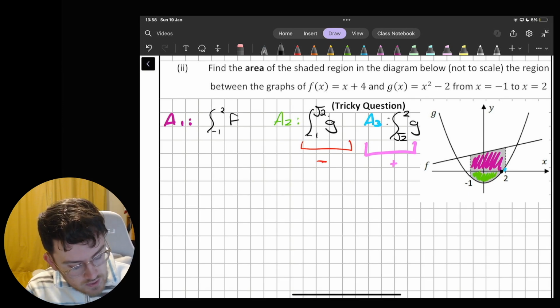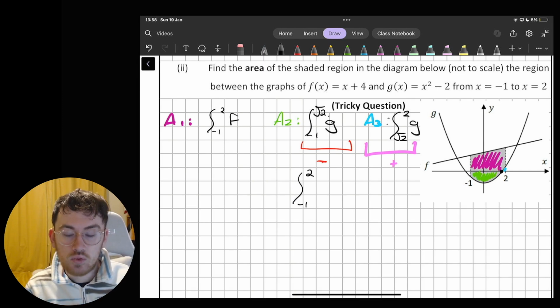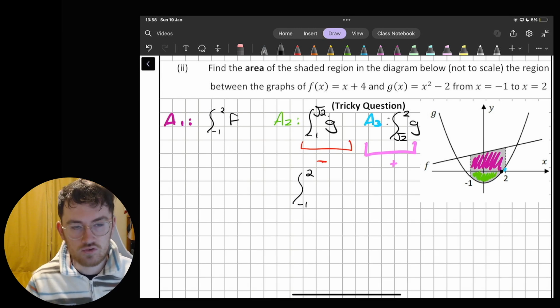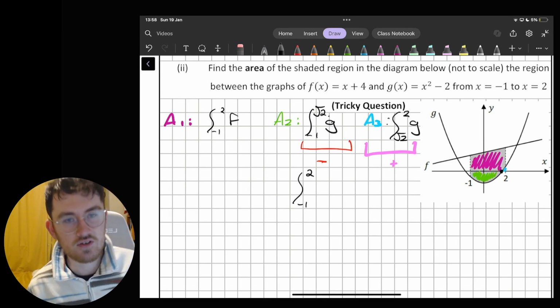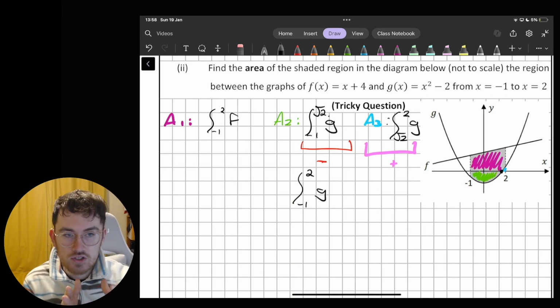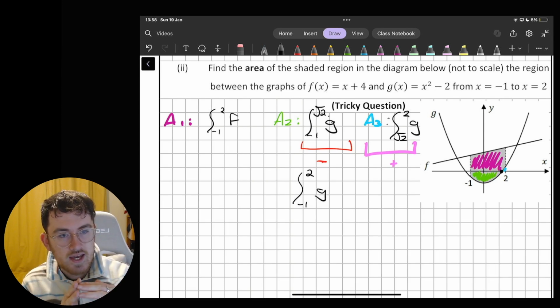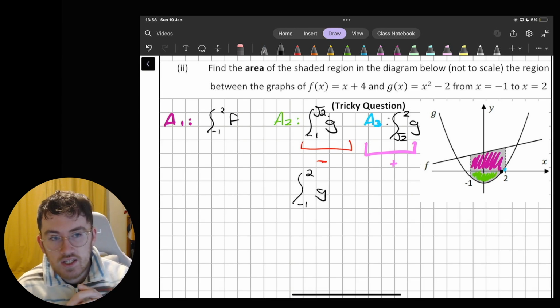So if I was to do the integral from minus 1 to 2, I would end up with the same overall result. So if I integrated g from minus 1 to 2, I would end up with the area that I want, because the distinction here, I suppose, is that I'm not looking for the area from minus 1 to 2. I am only looking for the area from minus 1 to root 2.